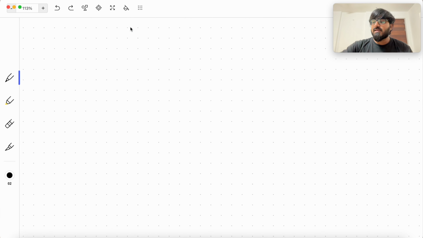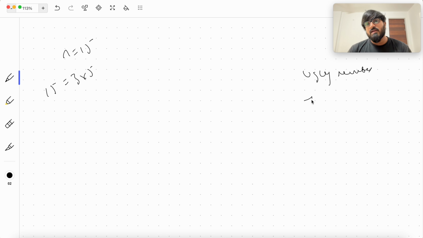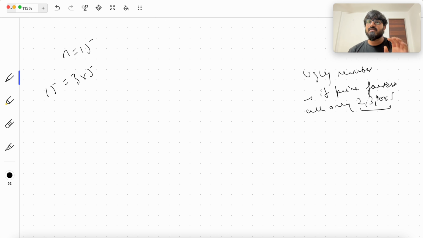So how do we check this? For example, if I have n equal to, say, 15, 15 is 3 into 5. It is an ugly number if its prime factors are only 2, 3 or 5. It should be from these three only.